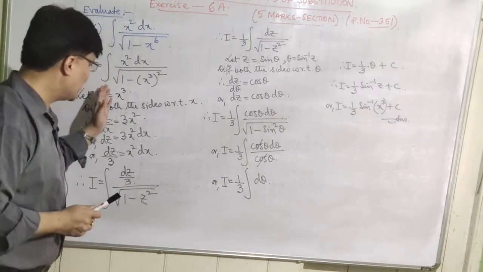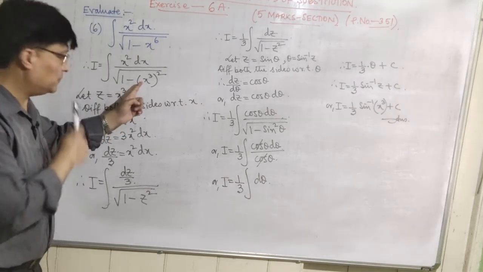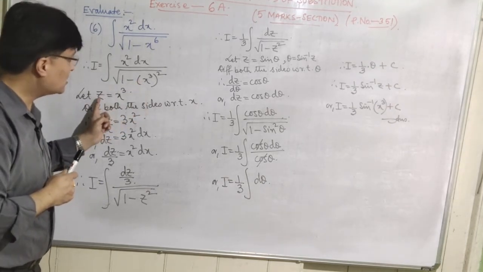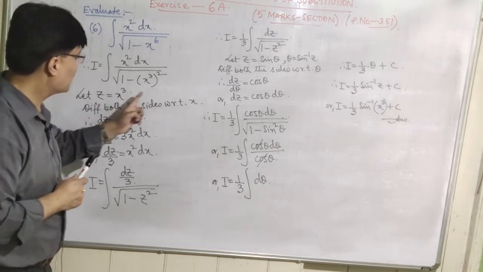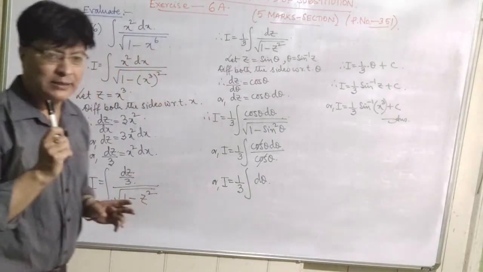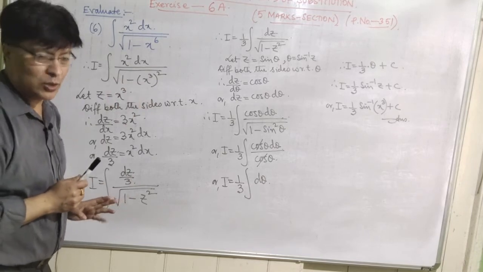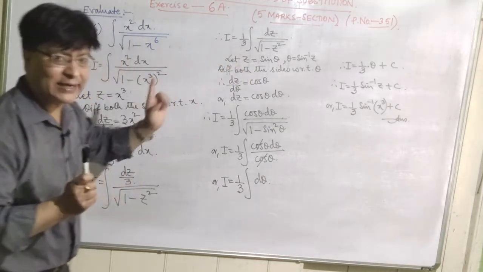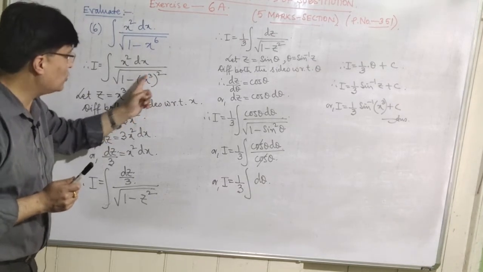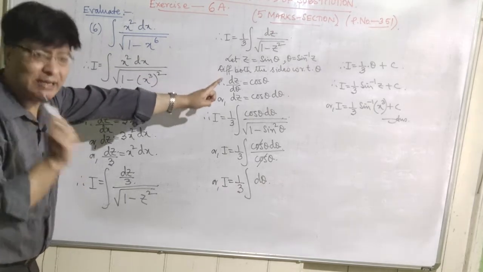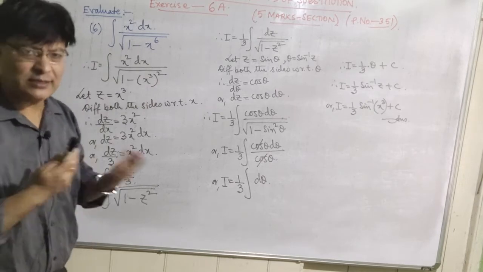In this case, we can use different methods. Since here z is equal to x cube, and z is equal to sine theta, directly in this case you can put x cube is equal to sine theta also. No need of doing all these things. Instead of that, we could have put x cube is equal to sine theta. That is the shortcut method.